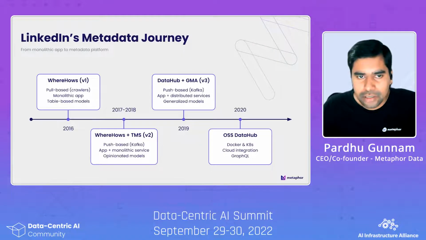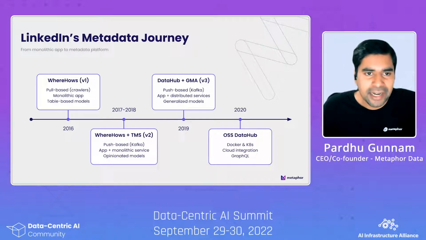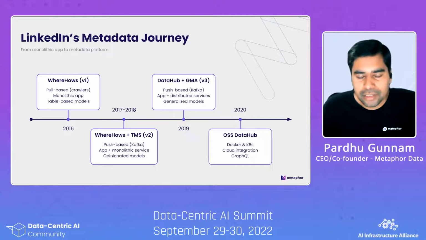Then came the privacy laws, like GDPR, CCPA, etc. So LinkedIn took a very interesting approach to say everything is metadata driven, and we moved to our famous real-time Kafka push-based approach, and built it into a metadata platform, still a very opinionated service, but made real time. It helped us get through the privacy laws and solve those use cases.